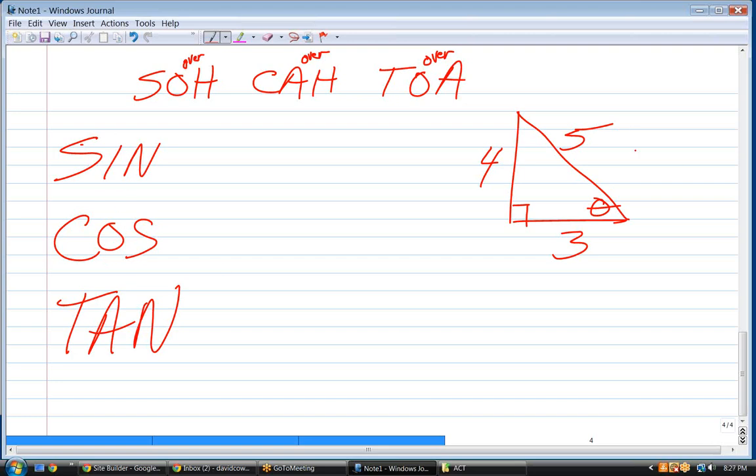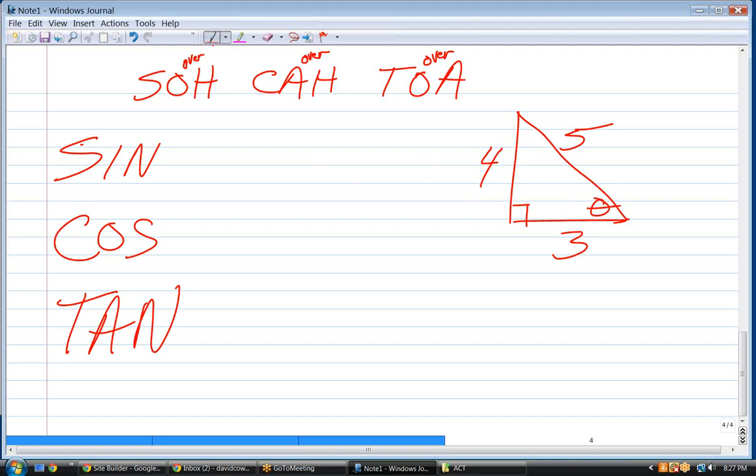Knowing SOHCAHTOA will probably get you 2 of the trig questions correct, 2 out of the 4. That's a lot. So this is huge to know right there. If you know nothing else about trig, know that part. Be able to tell what the sine of any angle is based on the dimensions.